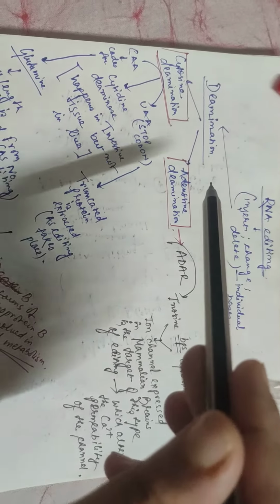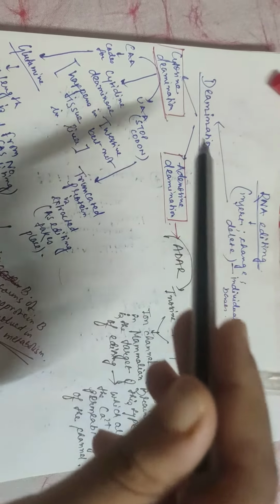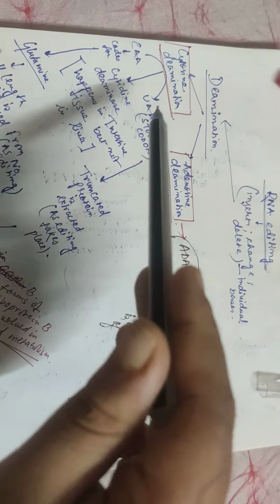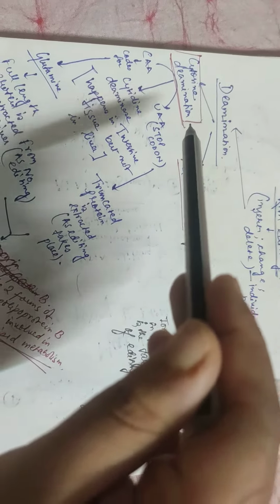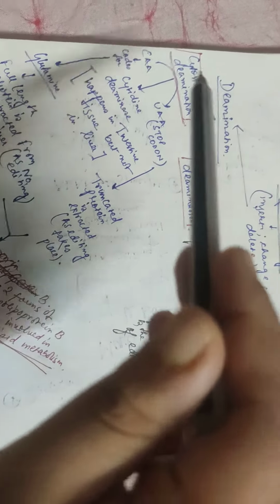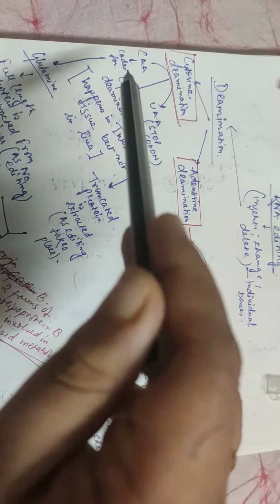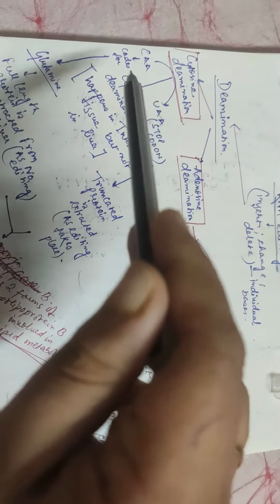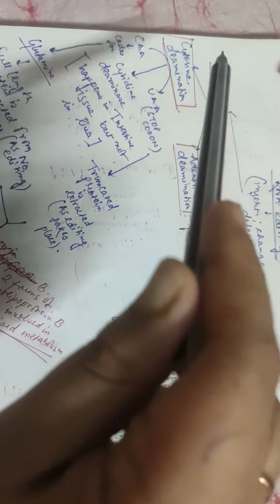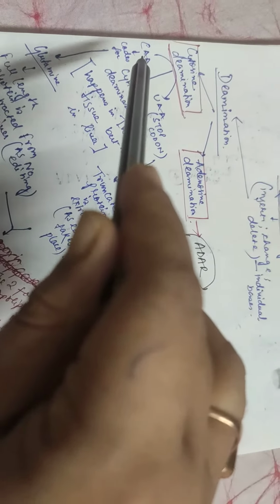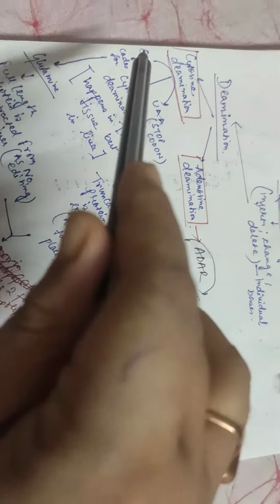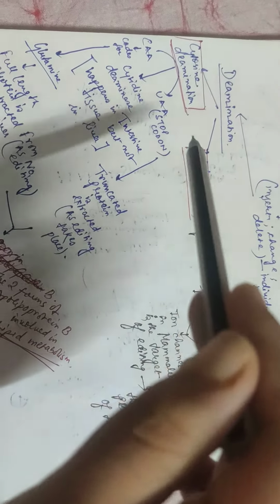That is one, deamination. Deamination is of two types. One is cytosine deamination and the other one is adenosine deamination. We have already seen cytosine deamination, where in the CAA codon, a particular nucleotide is chosen and deaminated, that is C changes into U and the rest of the two nucleotides remain the same, where CAA codes for glutamine and UAA is a stop codon.